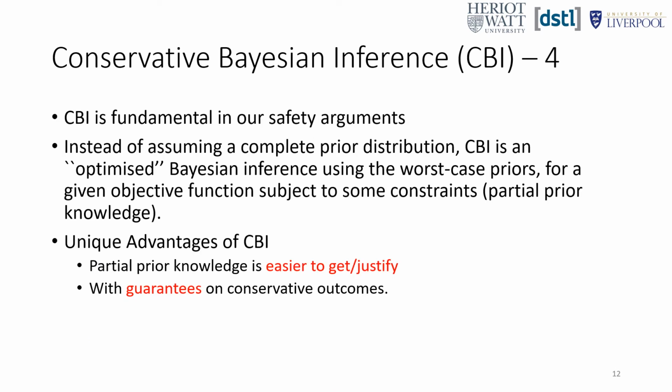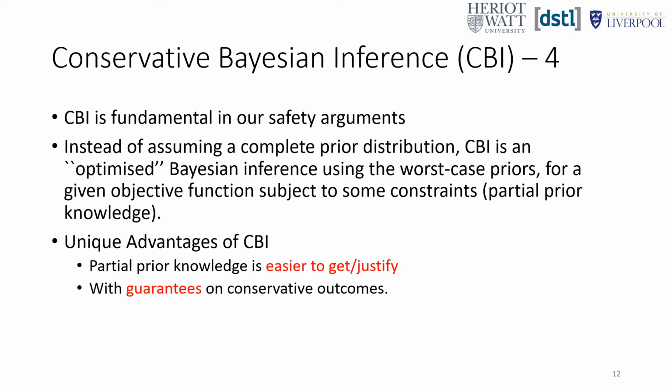In summary, CBI is the fundamental statistical inference argument in our safety case. Instead of assuming a complete prior distribution, CBI is an optimized Bayesian inference approach using the worst-case distribution for the given objective function subject to some partial prior knowledge. Here, this partial prior knowledge is actually the constraints used in this optimization problem.